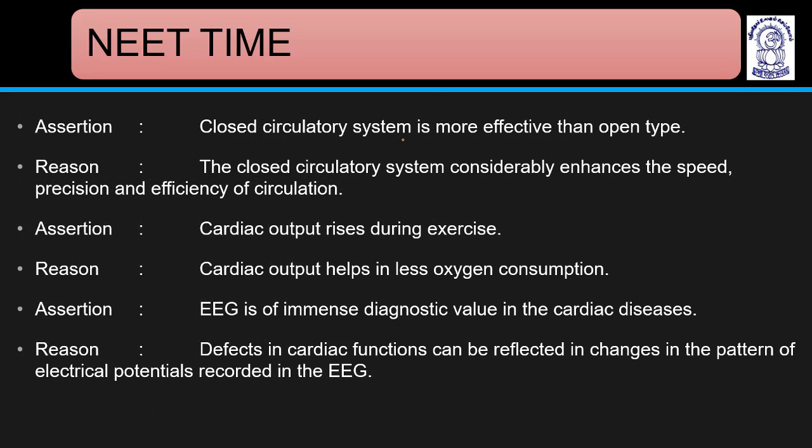Closed circulatory system is more effective than open type. The closed circulatory system considerably enhances the speed, precision, and efficiency of circulation. Assertion is right, reason is also right, and reason is connected to assertion. Cardiac output rises during exercise. Yeah, it's right. Cardiac output helps in less oxygen consumption. It is wrong. So assertion is right, but reason is wrong.